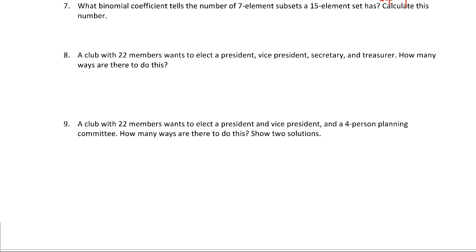Okay, in this video I'm going to continue with more examples of some counting problems. And in this first example, it simply asks what binomial coefficient tells the number of 7-element subsets a 15-element set has. Calculate this number.